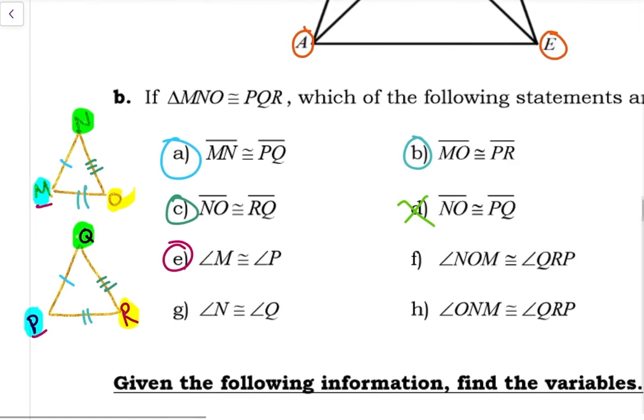Next, angle NOM is congruent to angle QRP. So NOM will be this angle, QRP will be this angle. Are they in the same spot? Yes, they are, so F is true.